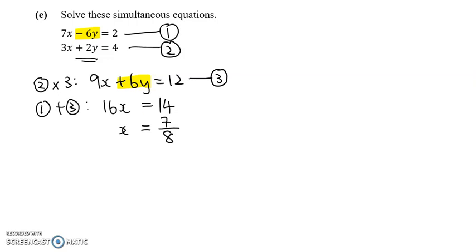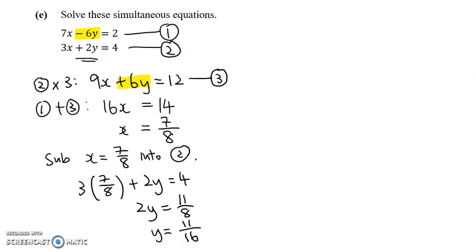Solving for x gives us 7 over 8. We can then easily solve for y by substituting the value of x into any of the equations. We will then get y equals to 11 over 16. So we are done with question 1.